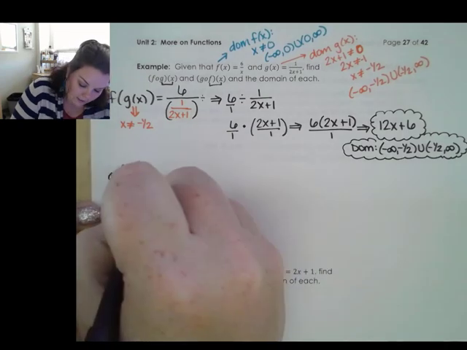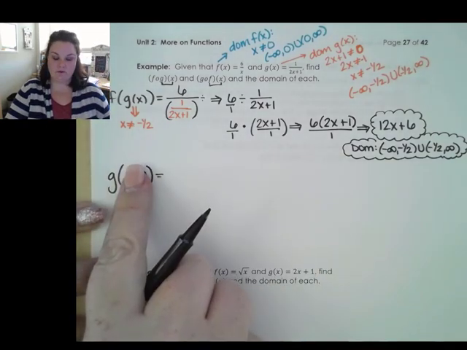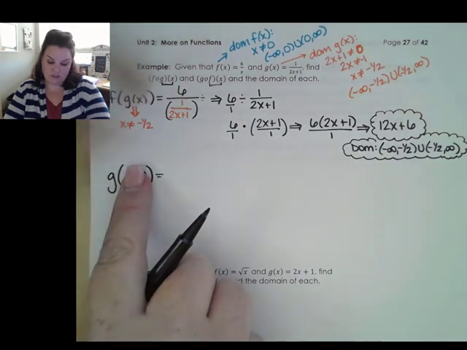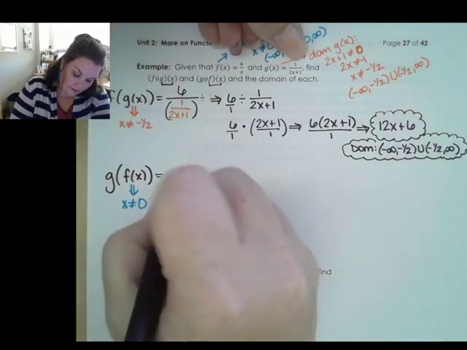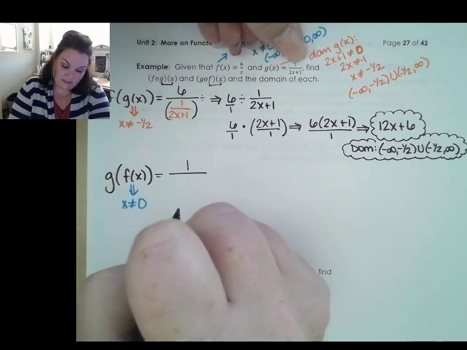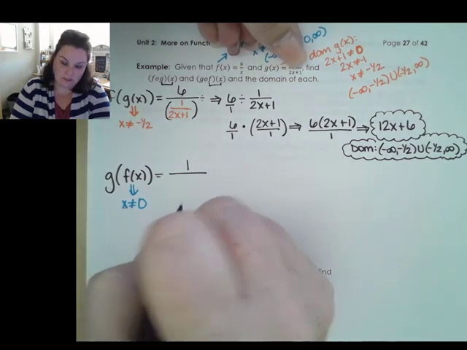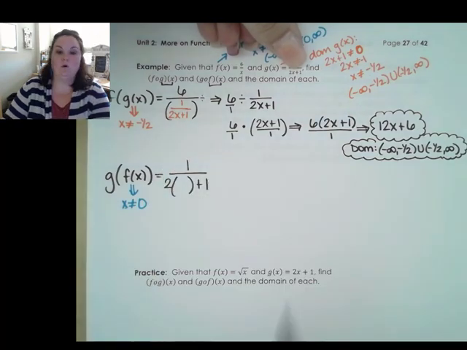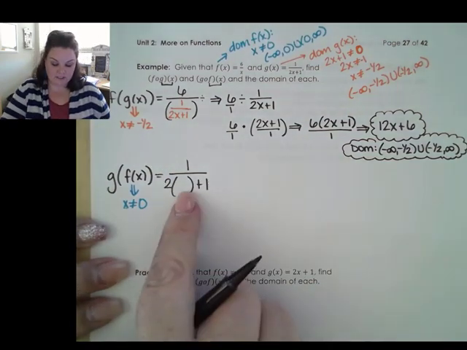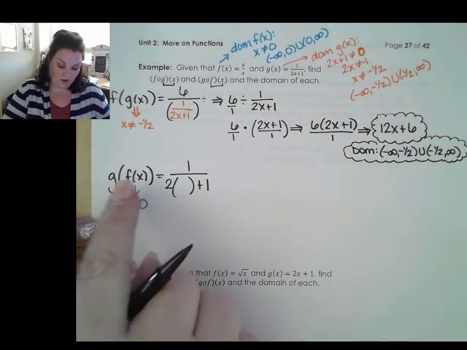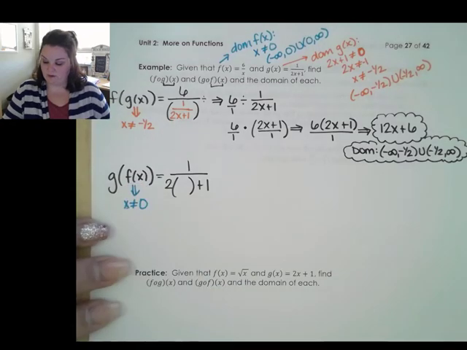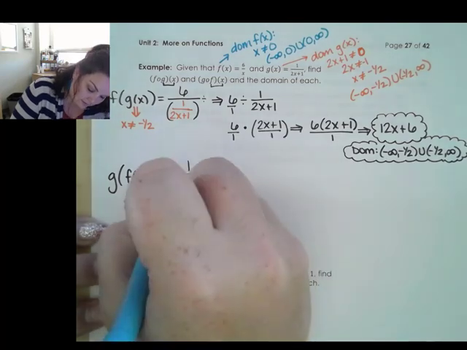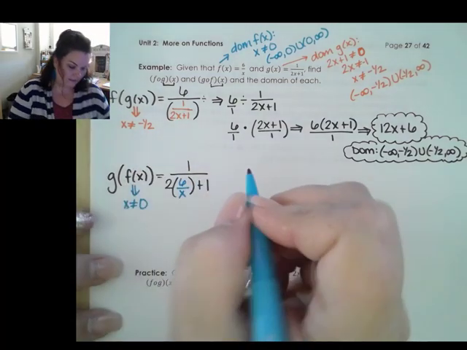Okay? All right. So let's ignore what we're plugging in for a minute and figure out what g does to our function. The g function takes 1 and divides it by 2 times our input plus 1. Okay? And now we just need to put in what our input is. Our input here is our f of x function, and f of x is 6 over x. So this is 6 over x.